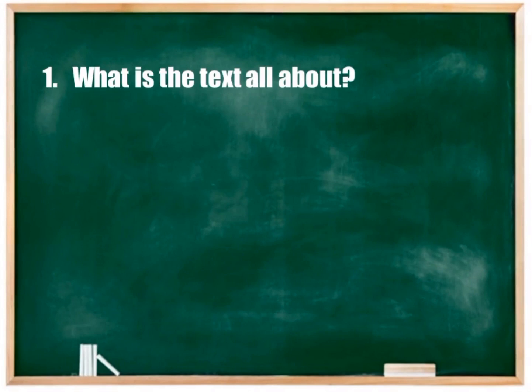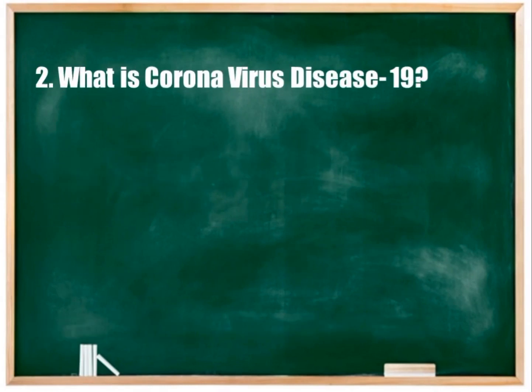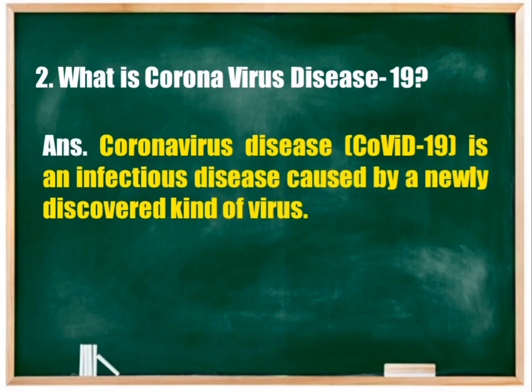Number 1. What is the text all about? Very good! The text is about coronavirus disease or COVID-19. Number 2. What is coronavirus disease or COVID-19? Very good! You will find the answer in the first stanza. Coronavirus disease or COVID-19 is an infectious disease caused by a newly discovered kind of virus.